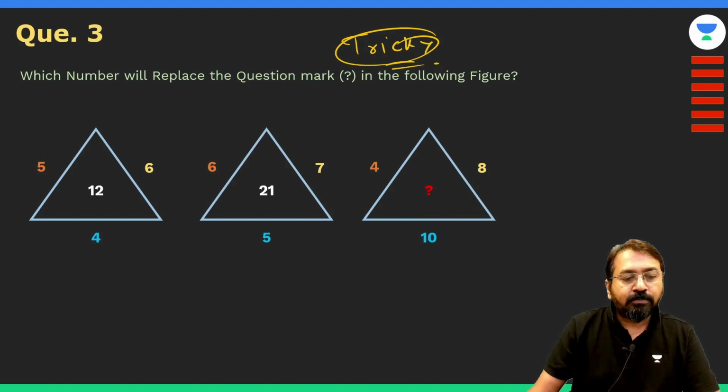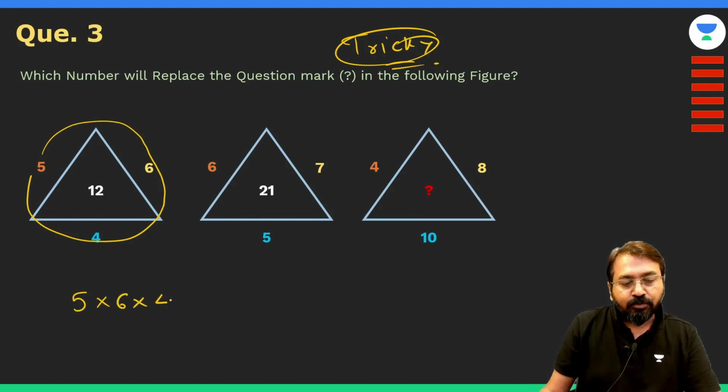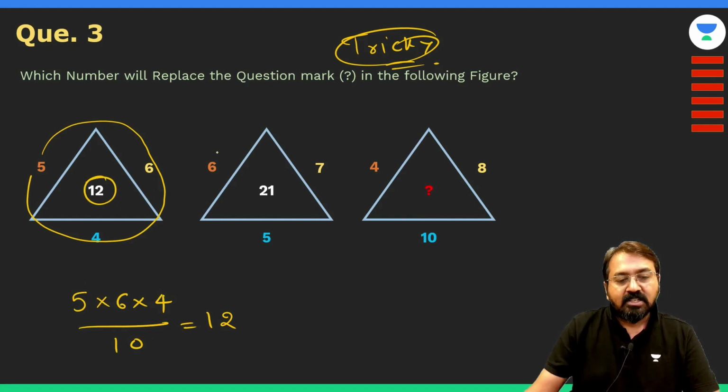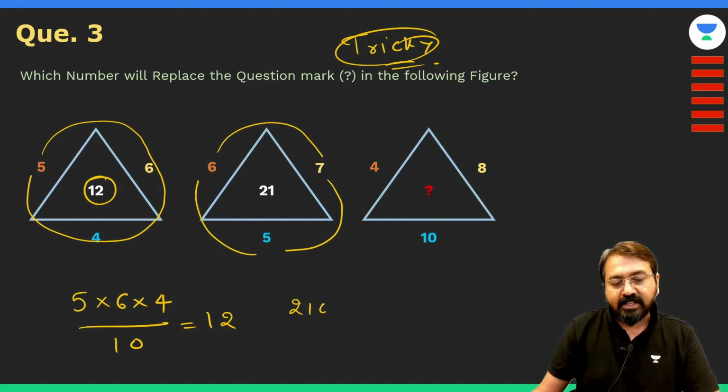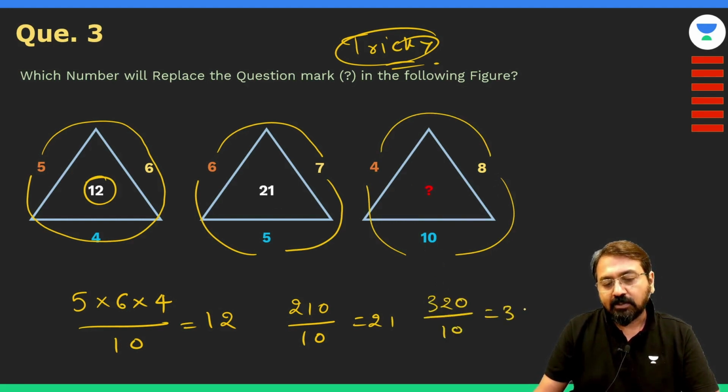So what you need to do is multiply all the numbers which are around the triangle. Okay, you need to multiply all the numbers and then divide by 10. So for example, 5 into 6 into 4 divided by 10, I'll get 12 as my answer, which is mentioned at the center. Similarly, 6 into 7 is 42, 5 times 42 is 210. So 210 divided by 10, I'll get 21 as the answer. So similarly, if we multiply all these numbers, 4 eights are 32 into 10. Okay, so 320 divided by 10, the answer will be 32. So that should be 32 in place of the question mark, right?